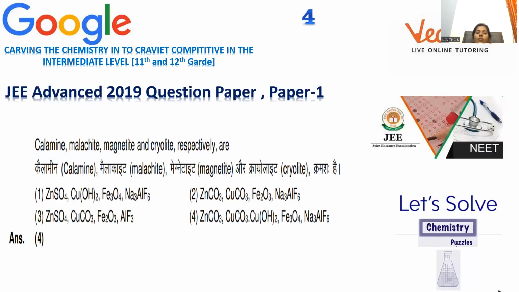Move on to question number 4. Question number 4 is collected from the JEE Advanced 2019 question paper, paper 1. Calamine, malachite, magnetite, cryolite respectively. All these, if you read all the things twice, you can clearly get the idea about them.